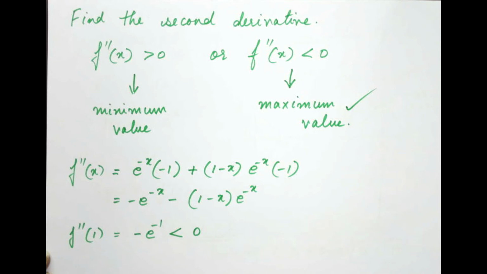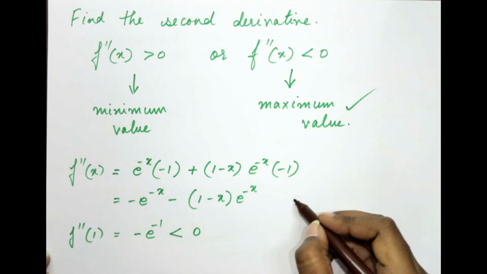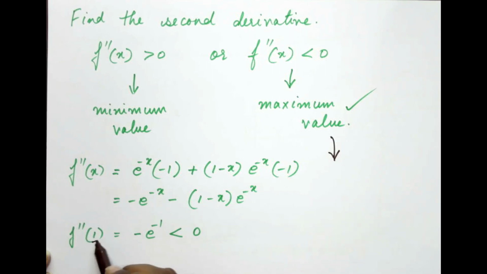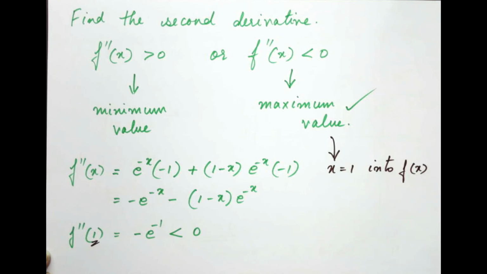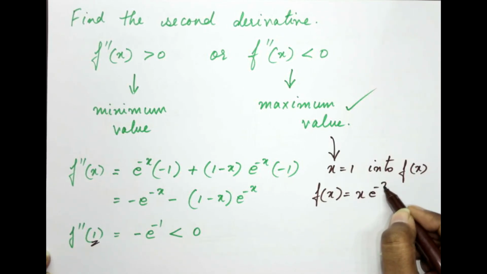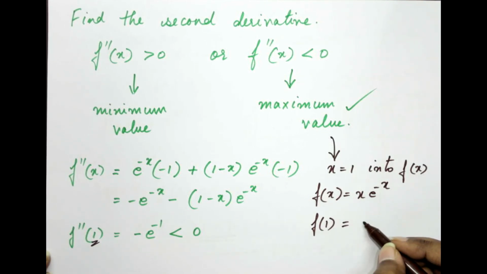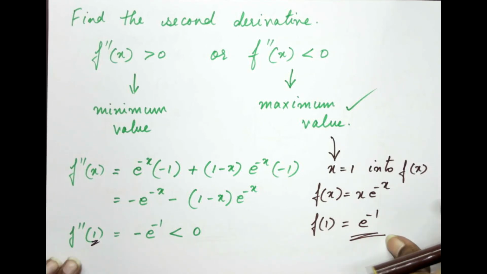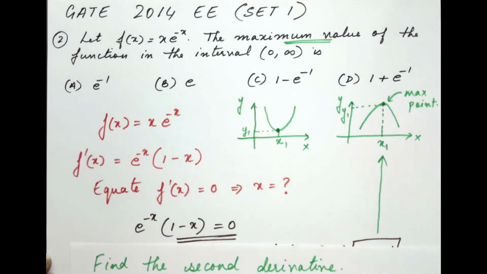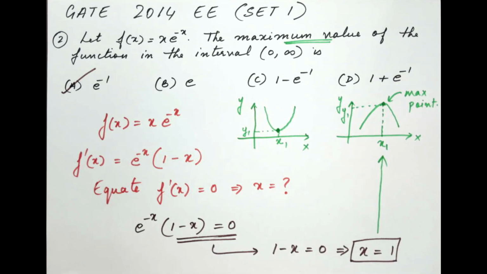So what does that mean? It means that it has a maximum value. Now we need to find the maximum value. How do we find the maximum value? Let me just write that down here. To find the maximum value, we have to substitute this value, x equals 1, into f of x, the original function given to us. The original function given to us is x into e power minus x. Substituting, f of 1, we will have e power minus 1. So this means at x equals 1, we have a maximum point in the function, and that value of y is e power minus 1. So this is our final answer. Let's see which option it matches with. Option A. So option A is the final answer for this question.